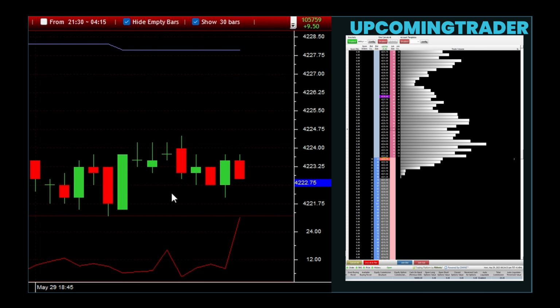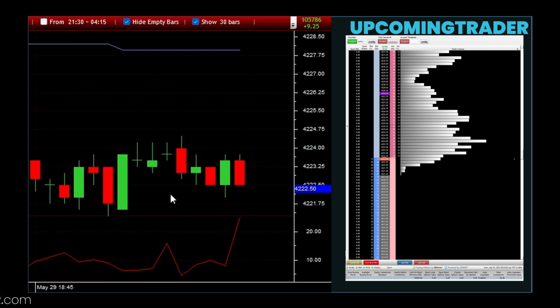TPO stands for Time Price Opportunity. This chart shows where the price of an asset spent most of its time during a trading session. Imagine if you could see exactly where the price lingered, which can tell you where the market feels the most comfortable. TPO charts are great for helping traders understand the structure of the market.